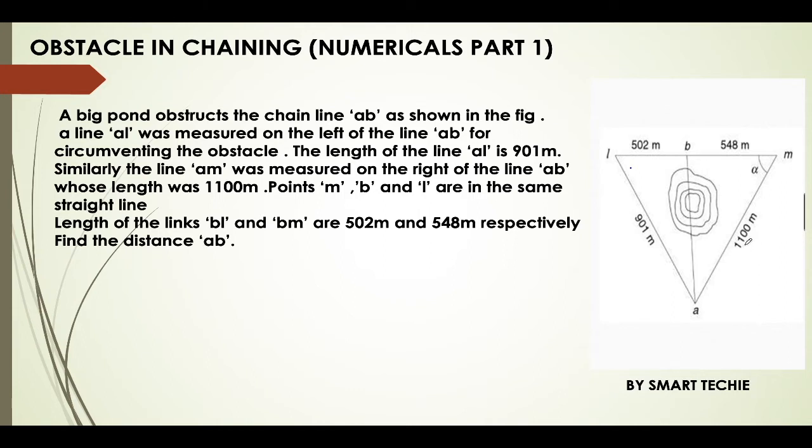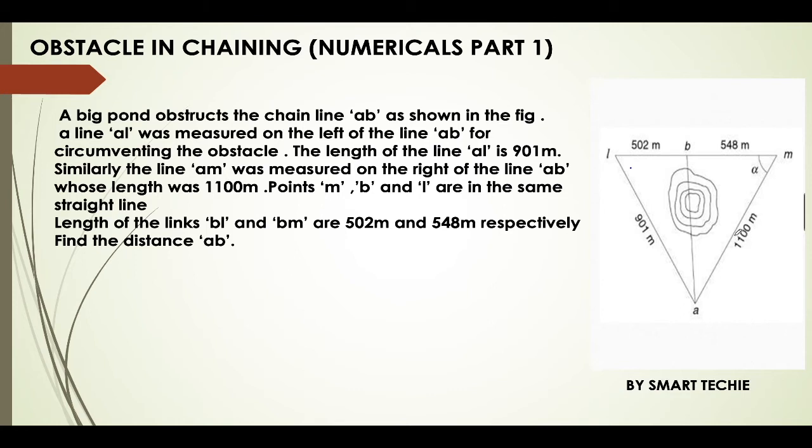1100 meters. So points M, B and L are in the same straight line. The lengths BL and BM are measured as 502 meters and 548 meters respectively. So find the distance AB.